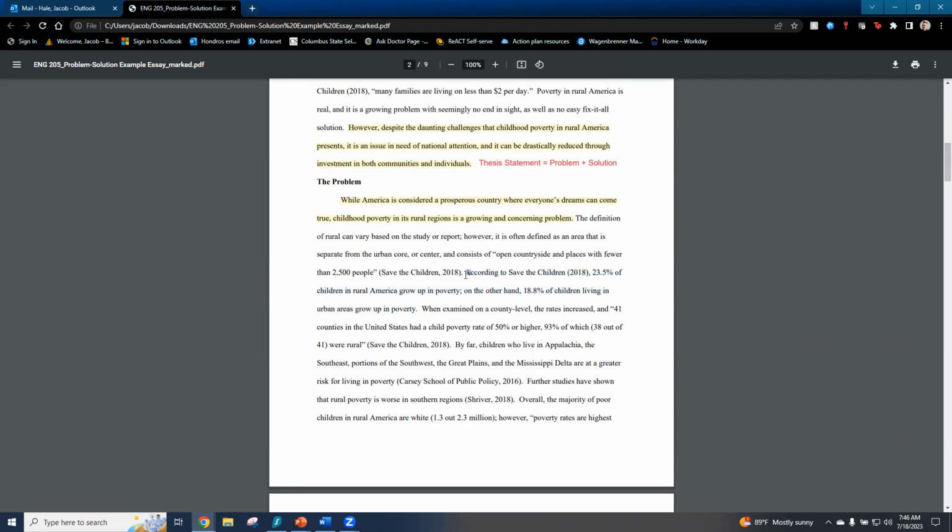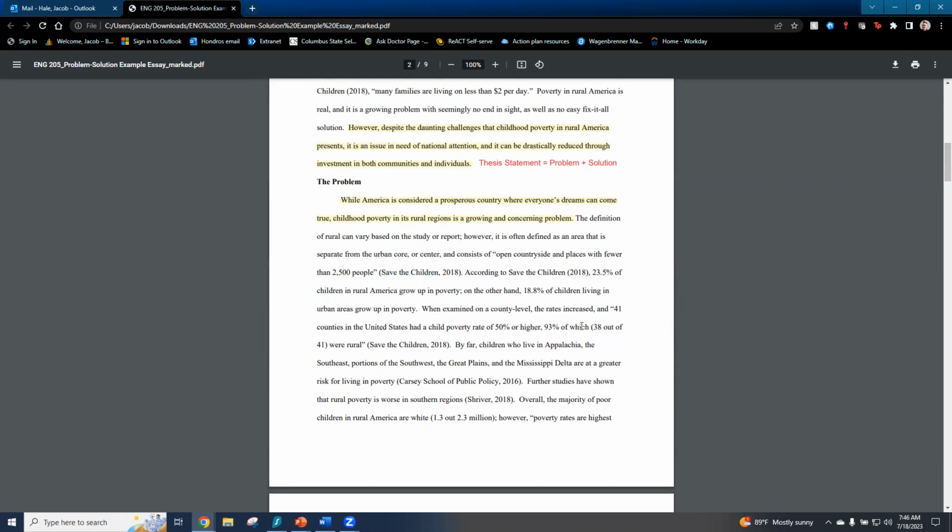So the writer begins with a signal phrase telling us where the information is coming from. So this is from the source Save the Children. It was published in 2018. And then we get a statistic: 23.5% of children in rural America grow up in poverty, so on and so forth. You'll notice that this writer is also using in-text citations. So this quote here came from Save the Children, which was published in 2018.